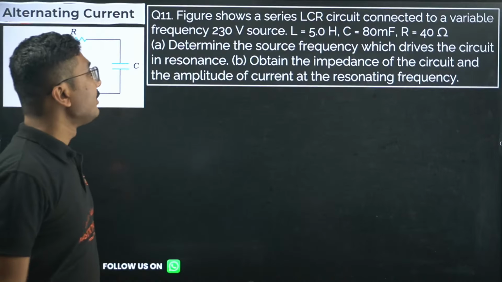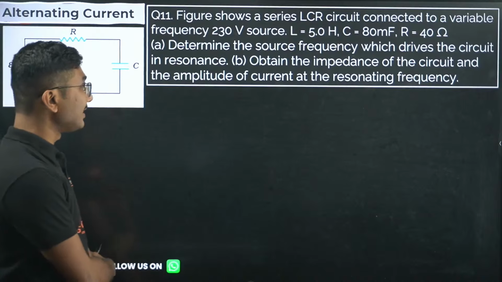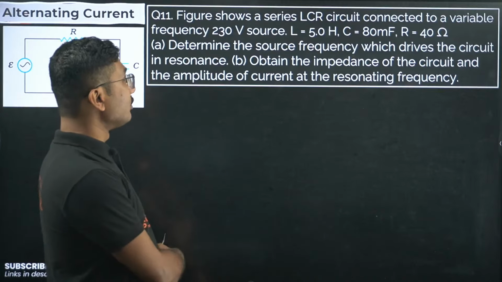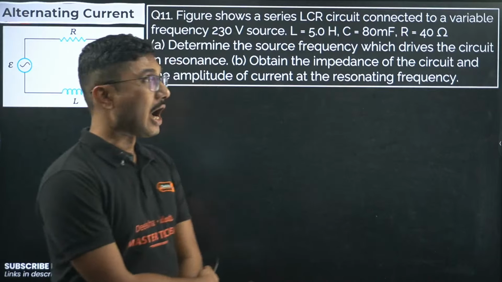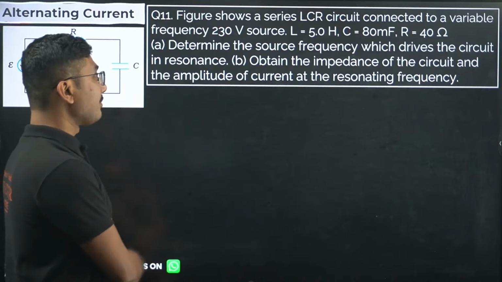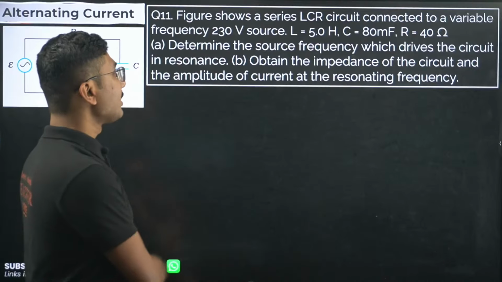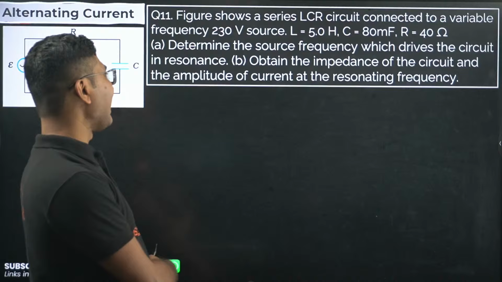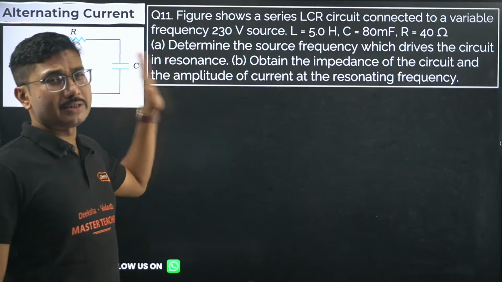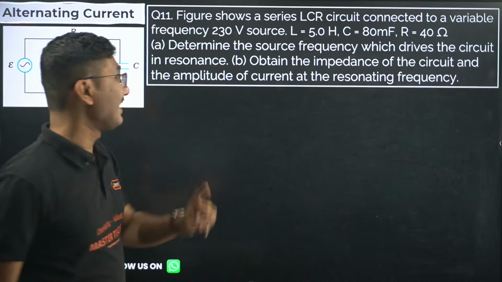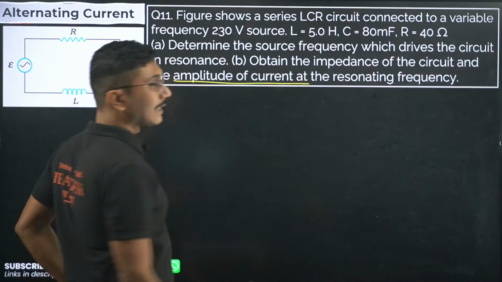Anyway, let's see. The figure shows a series LCR circuit connected to a variable frequency 230 volt source, L equals 5 Henry, C equals 80 microfarad, R equals 40 ohm. Determine the source frequency which drives the circuit in resonance. Obtain the impedance of the circuit and the amplitude of the current at the resonating frequency. Even though the problem is very simple, there is a trick in this question, which is the amplitude of the current. I will explain that.